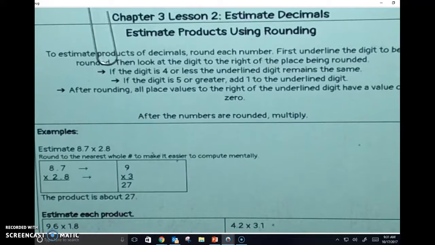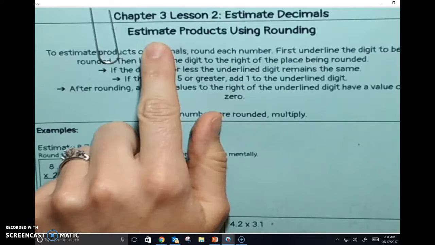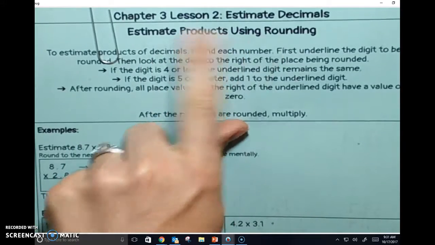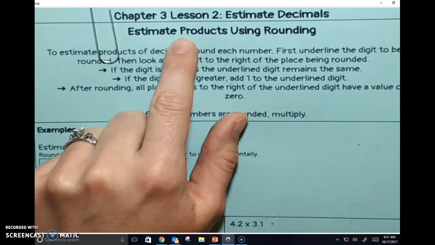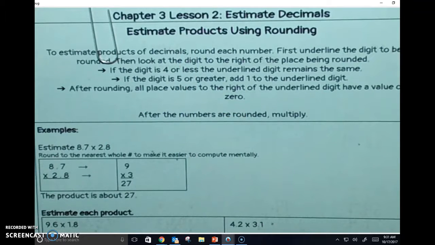So we're going to be refreshing our memory of how to estimate. This is how we're going to estimate products using rounding. Now, what does the word product mean? Raise your hand if you remember. Allie? Product means like the amount of something. No. Alex? Product means the answer to a multiplication. Great. So we're going to be dealing with multiplication.